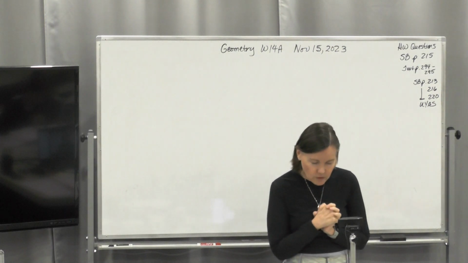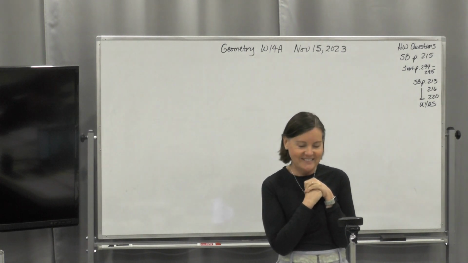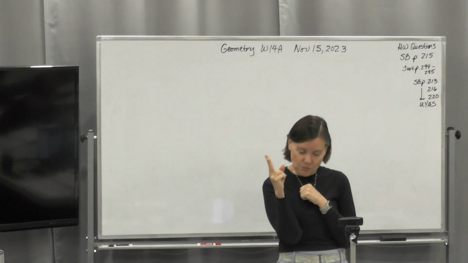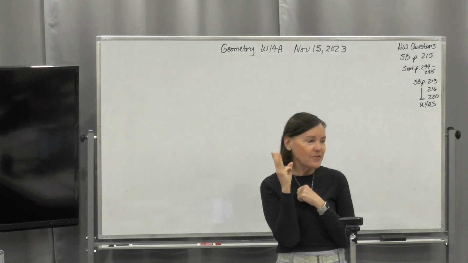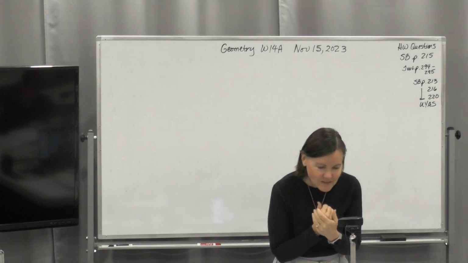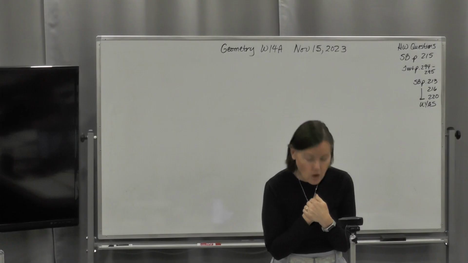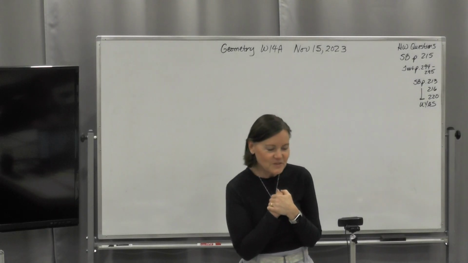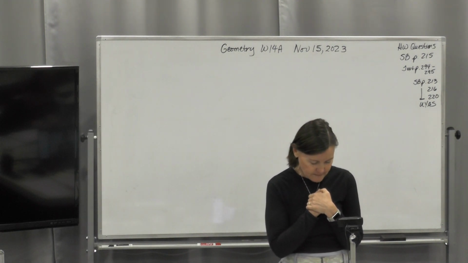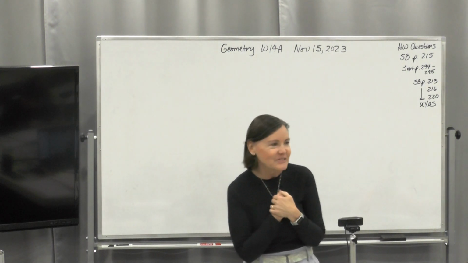So number 5, which ones have the diagonals perpendicular to each other? E is 1, G is 1, there's 1 more, and D is the 3rd one, okay? So we've got the rhombus, the kite, and the square, obviously, because the square is a rhombus, all right?